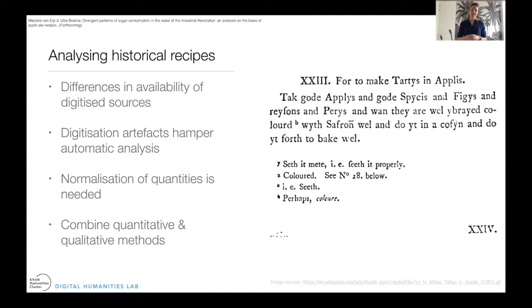So we actually chose to only look at apple pie recipes from the 1850s on. Also because that is when sugar became more common for the people to eat. Before that, it was really only for the elite.